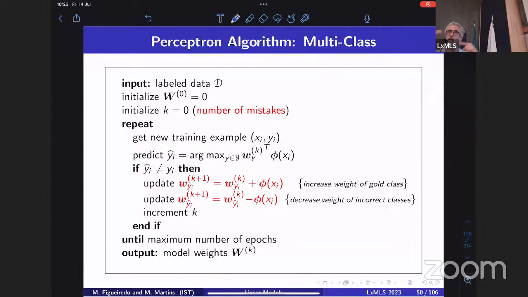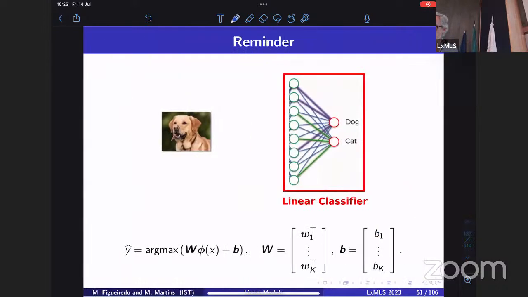Essentially you're correcting, trying to decrease the likelihood that this mistake is repeated if it revisits the same point. I'm not going too much into the details of that.